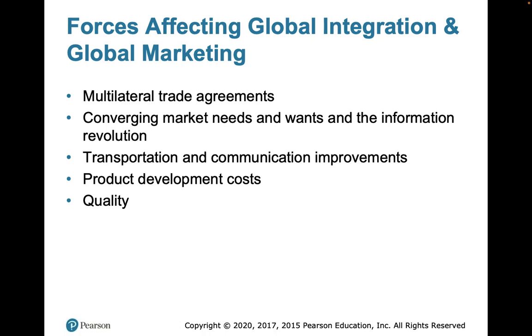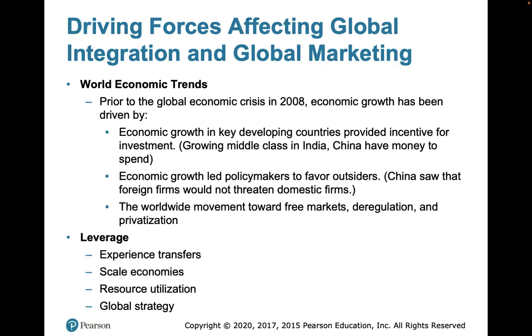Then transportation and communication improvement. There are times they have to really work on transportation and communication improvement. Then they also face product development costs and the standardization of products. Then we have driving forces affecting global integration and global marketing: we have world economic trends and we have leverage.